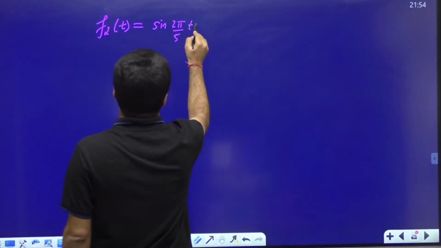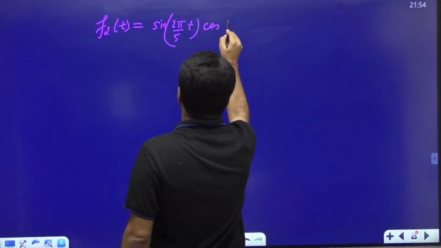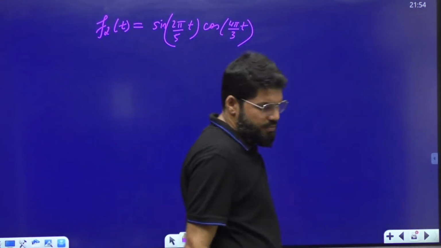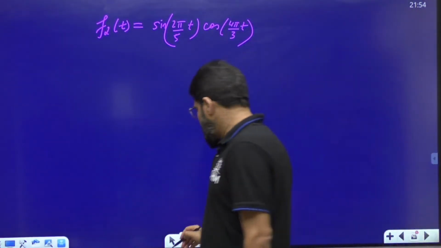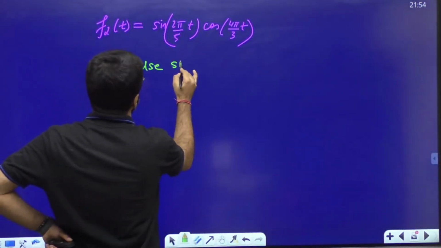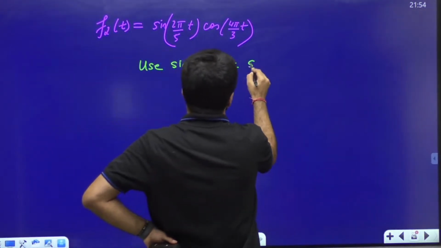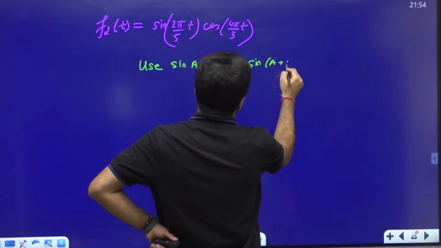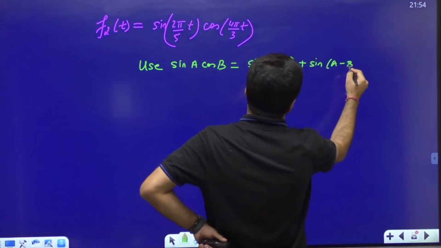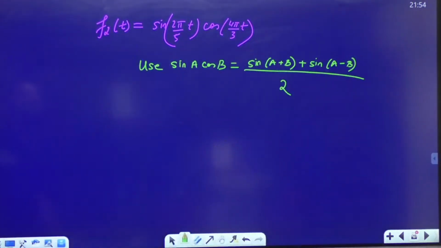Sine 2 pi by 5t multiplied by cos 4 pi by 3t. This also you must be able to do. Now you just have to use one identity here to solve the problem. It's a product of two sinusoids in the form sin A cos B, which can be written as sin A plus B plus sin A minus B, whole divided by 2.